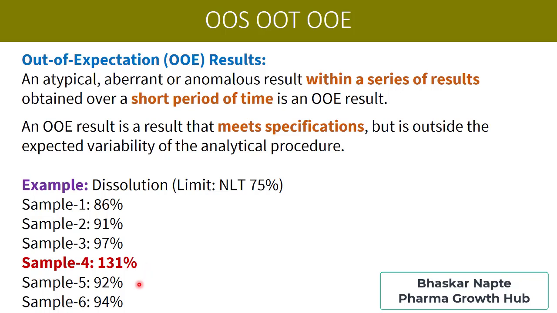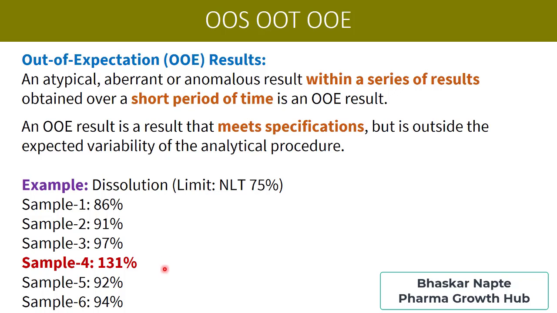But let me know whether this is out of the specification. What is the specification for dissolution? It is not less than 75. Not less than 75. So is it less than 75? Absolutely not. So I can say that it meets the specification for dissolution. But if you look at the other values like unit 1, 2, 3, 5 and 6, these values are statistically very close to each other. But when you compare sample number 4, it is not as expected by you.